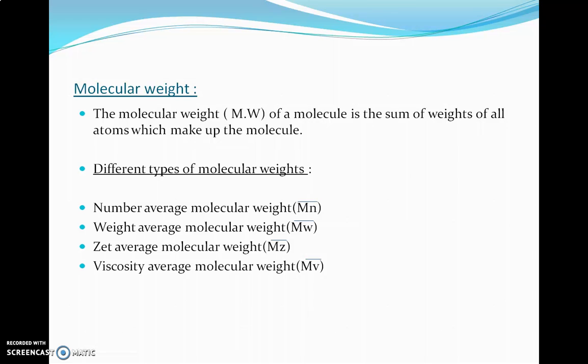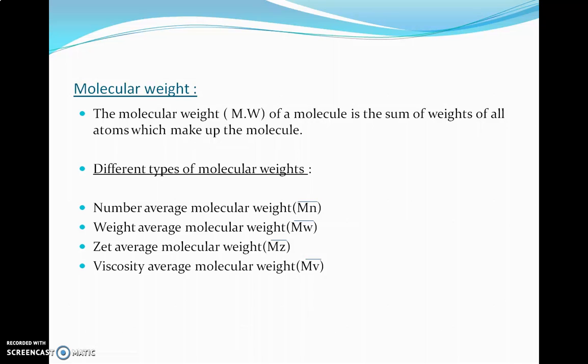We all know, obviously, the molecular weight is the sum of weights of all the atoms that are present in a molecule. Then we can express this molecular weight in different terms. Let us look at what are the different terms in which a molecular weight can be expressed.